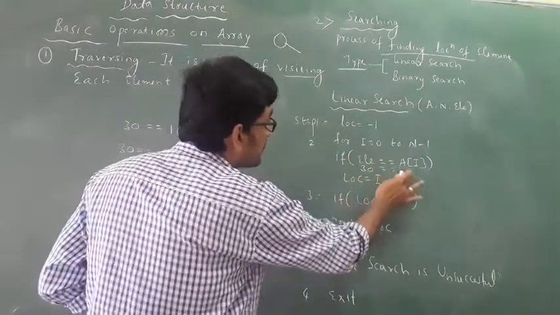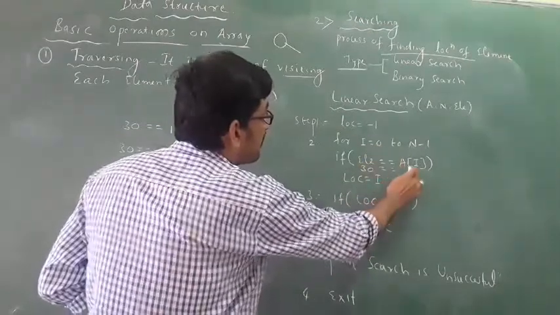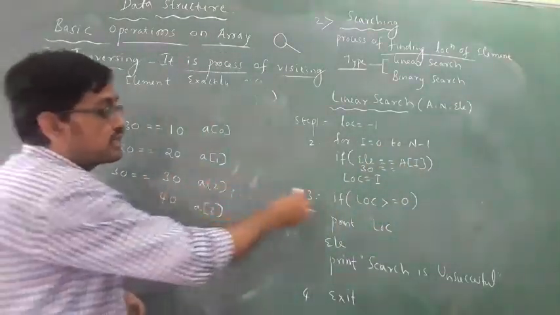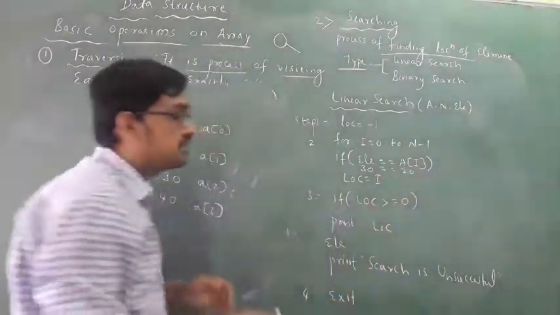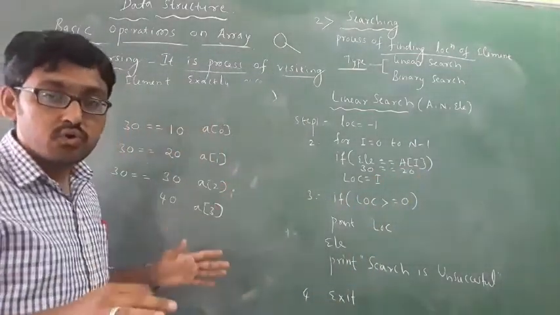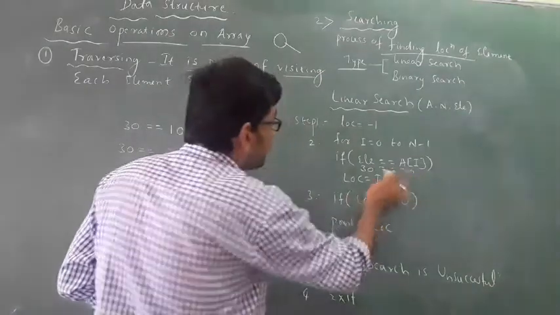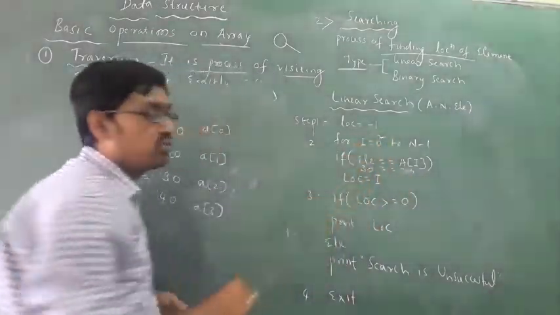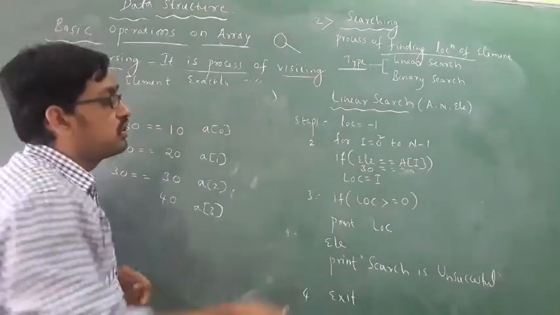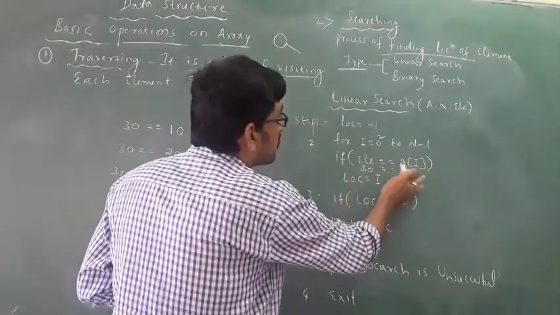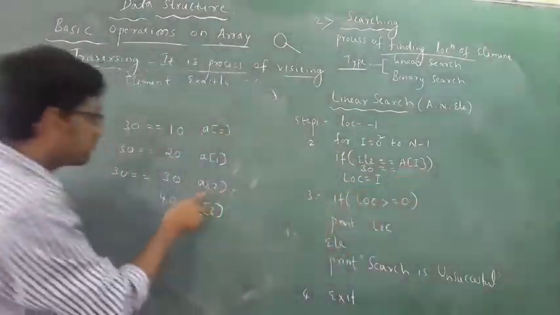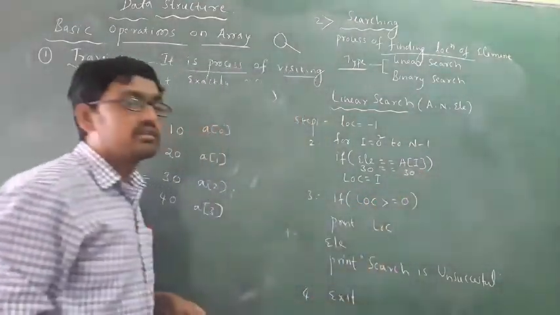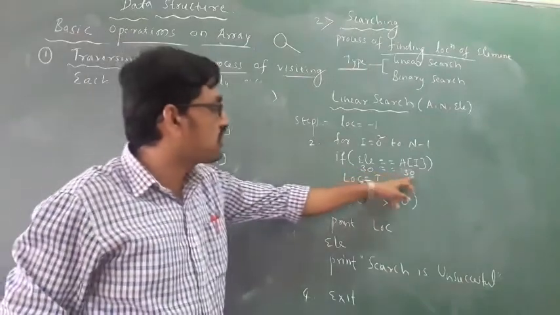Now i is 1. Then 30 is equal to a of 1? Which element is in a of 1? 20. 30 is equal to 20? No. Next, the for loop will be incremented. 1 becomes 2. Then element 30 is equal to a of 2. Which element is in a of 2? 30. 30 is equal to 30.